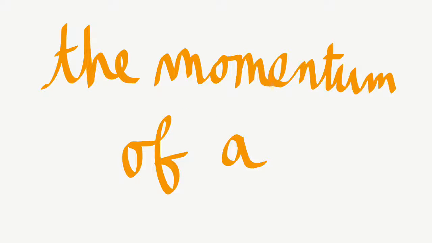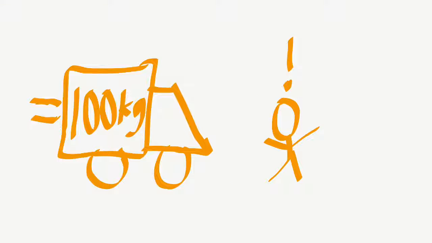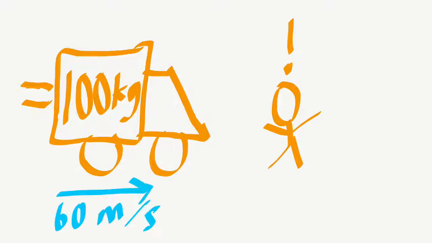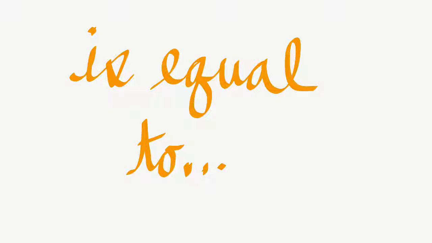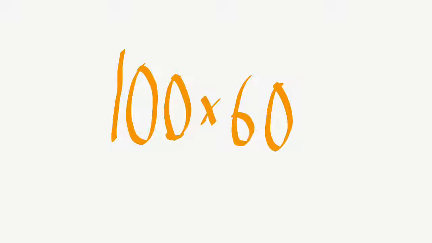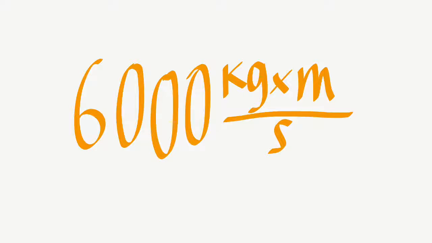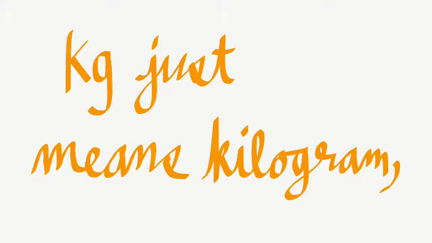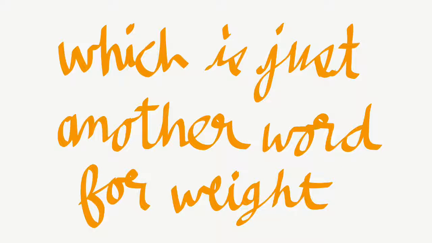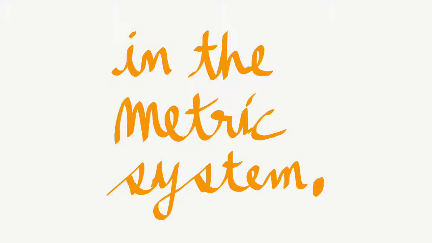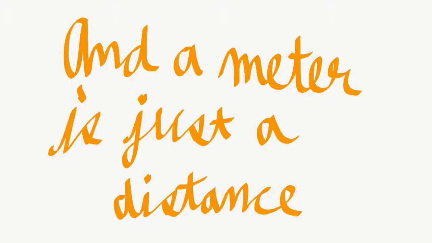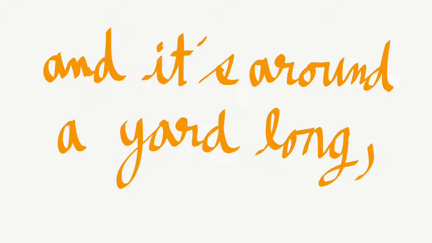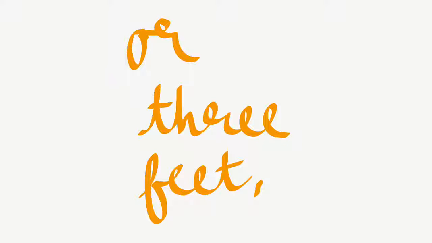So, the momentum of a 100 kilogram truck moving straight towards you at 60 meters per second is equal to 100 times 60, or 6,000 kilogram meters per second. Oh, also, kg just means kilogram, which is just another word for weight in the metric system. And a meter is just a distance in the metric system, and it's around a yard long, or 3 feet.